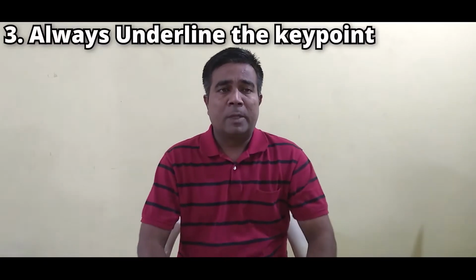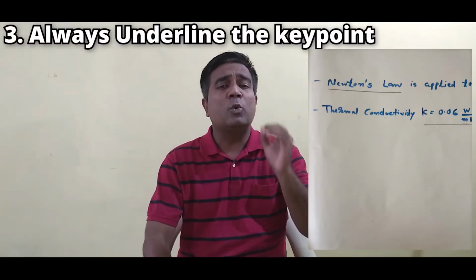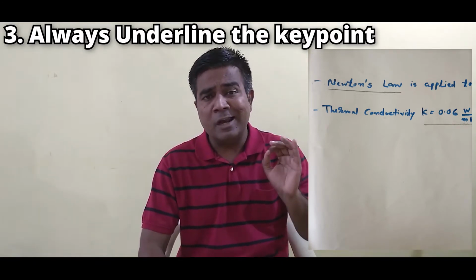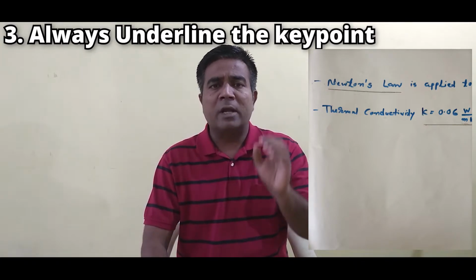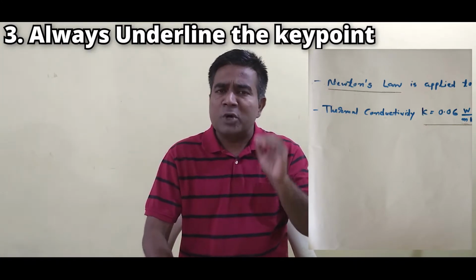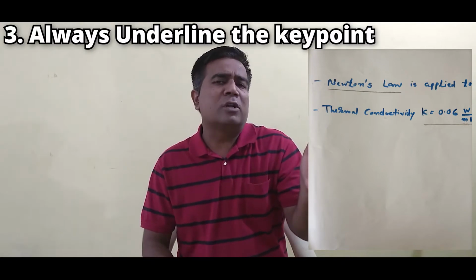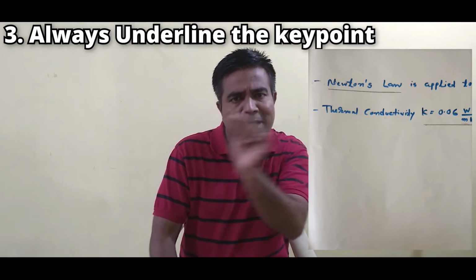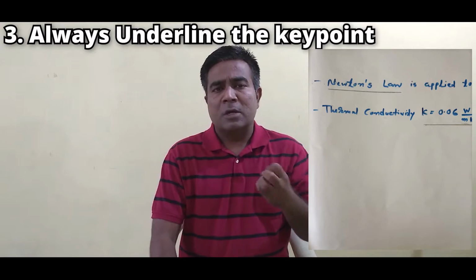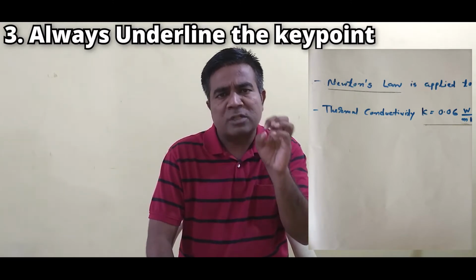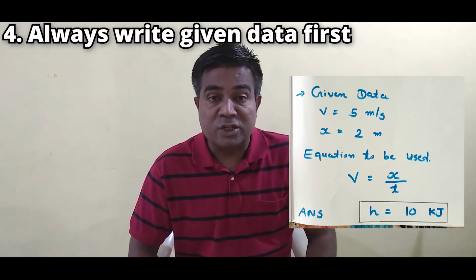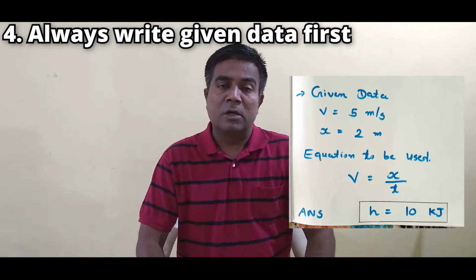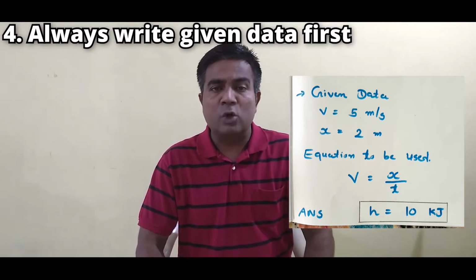Point number 3: when there is a theoretical question, always underline key points like a value, the name of an author, a principle, or the law of a particular thing. You can underline with a pencil, which gives more focus to the examiner to give value to your answer.